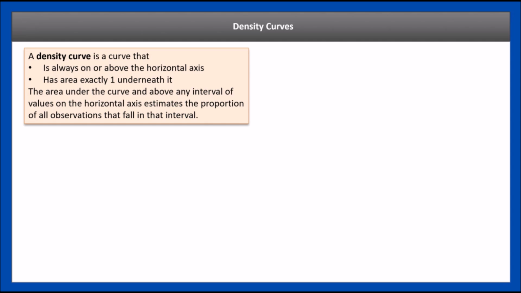And then the area under the curve and above any interval of values on the horizontal axis estimates the proportion of all observations that fall in that interval. So this is basically what I was saying. The area under the curve is the percentage of the observations that fall in that interval. Obviously, if you have data only from 0 to 50, and I add the percentage of times from 0 to 50, I should get 100%, right? I shouldn't get anything greater than or less than 100% if I covered my entire data set. So you have to have an area that's 100%, or 1, underneath.